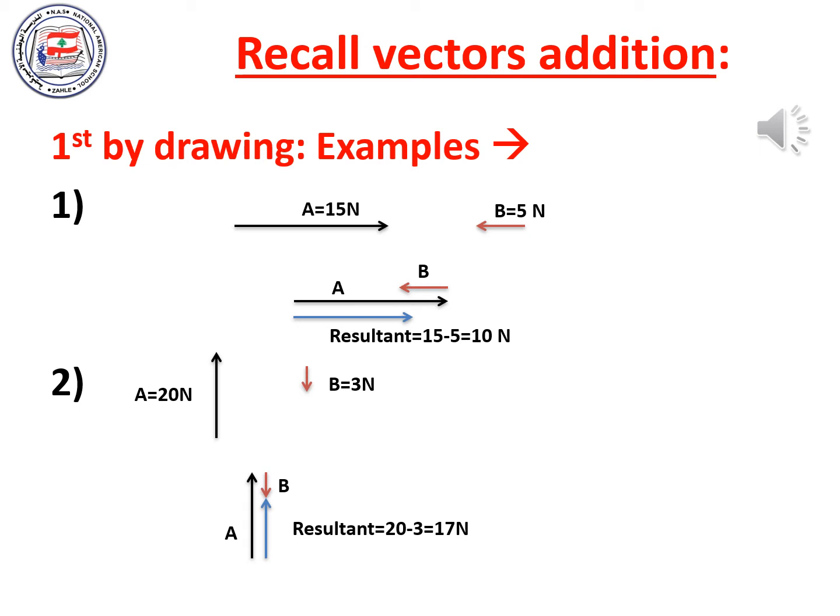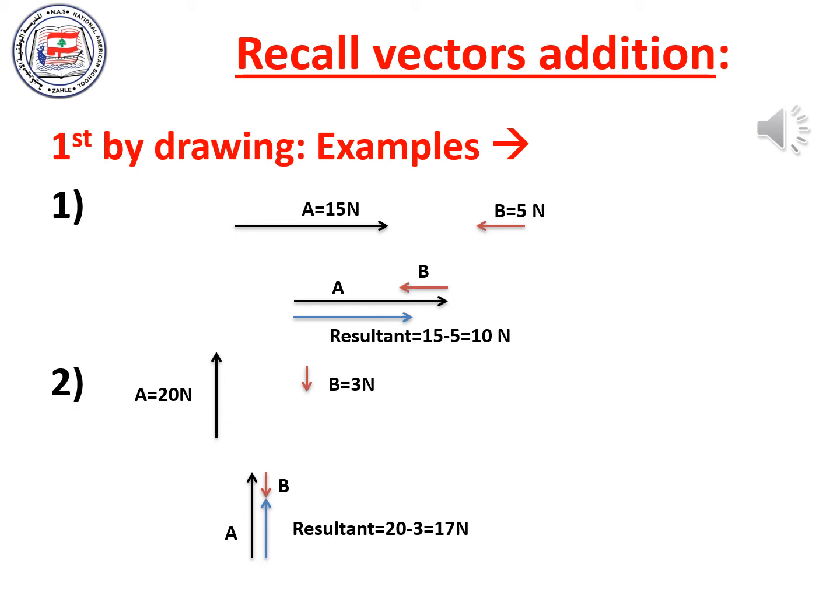So in part 1, they both are on the x-axis, or they both are horizontal. So we have 15 newtons to the right and 5 newtons to the left. When I superpose them and I put them above each other, the resultant force is to the right. So it is in the direction of the larger vector. If 15 newtons was to the left and 5 newtons was to the right, then the resultant vector would be to the left. So the resultant vector will be in the direction of the bigger vector. So the resultant vector here is 10 newtons to the right.